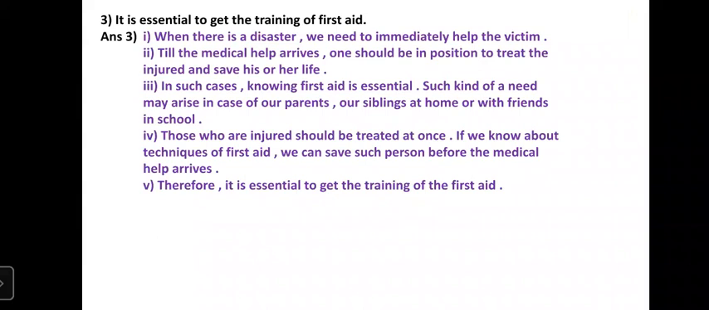Okay, so that's why it is said that it is very important that we should know the techniques or training of first aid. We can save someone's life before the medical help arrives, or before we take that person to the hospital. We can save his or her life. And that is the reason it is said it is essential to get the training of first aid. So these were the three given reasons, students. Any two you have to attempt.